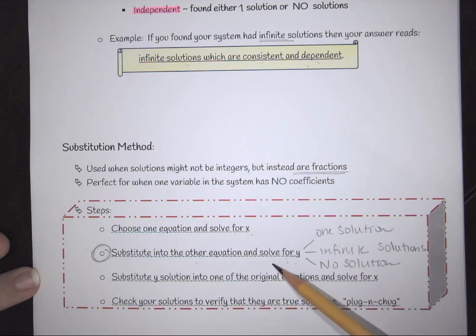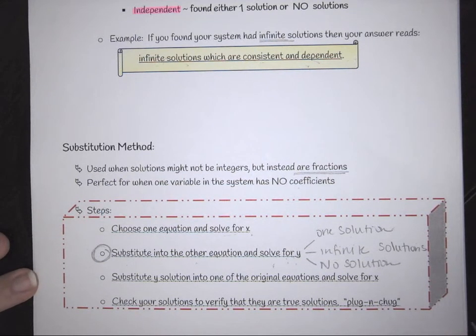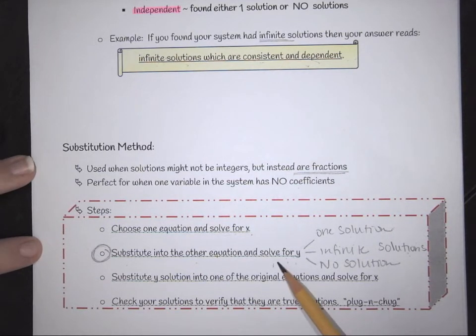The other thing that might happen is your variable totally disappears and you're left with a true statement, meaning you get something like 4 equals 4. That means that you have infinite solutions. If you end up with a true statement, you have infinite solutions. The other thing that could happen is a false statement. For example, 6 does not equal 12, or 6 does not equal 13. It's probably a better visual. So here, that would mean no solution. So if you get a false statement, that's no solution.